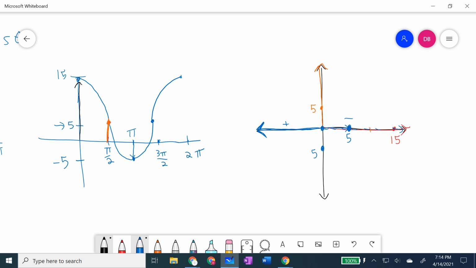So then what's really going on? First of all, as I travel from here to here, I am spiraling in because I am having my r decrease. And essentially what that means is if I draw spokes coming out, these spokes are getting shorter and shorter as my angle turns.